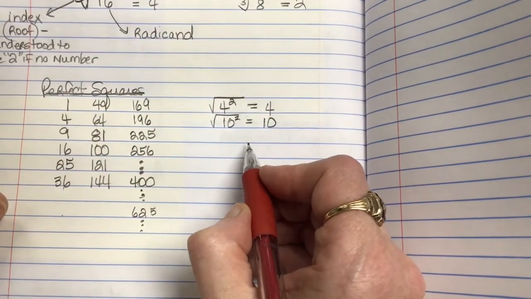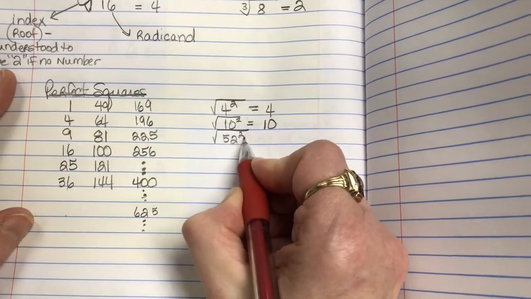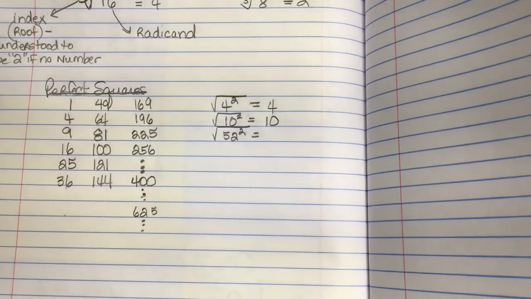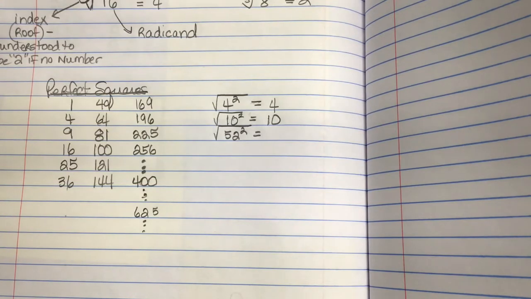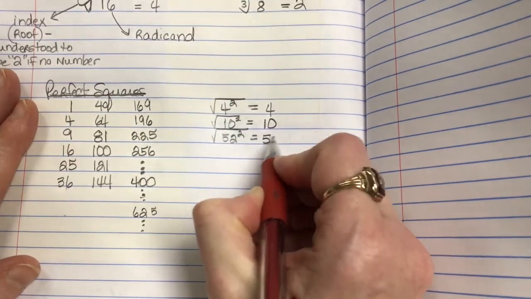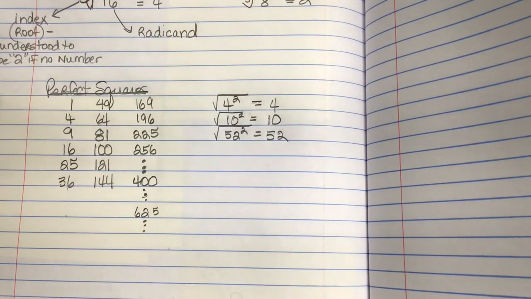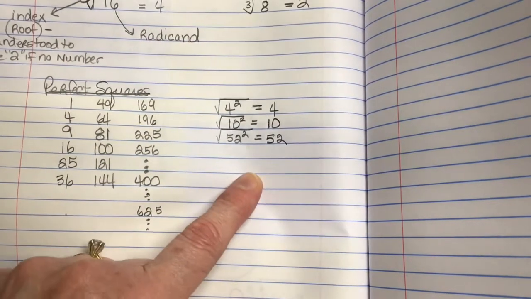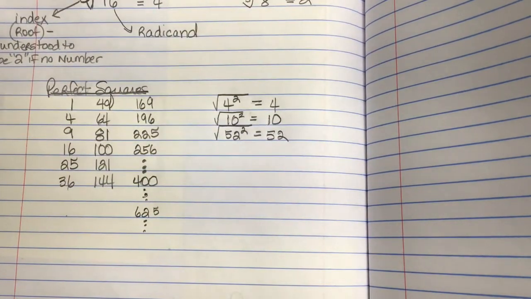Now, if you see the pattern, you should know the square root of 52 squared. Do I have to take my calculator and square 52, and then take the square root of it to know the answer? What should the square root of 52 squared be? 52. So I don't know what 52 squared is. I don't really care what 52 squared is. But that's an important fact that you need to know when we do perfect squares.